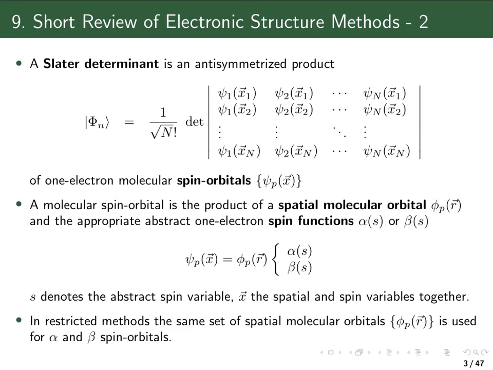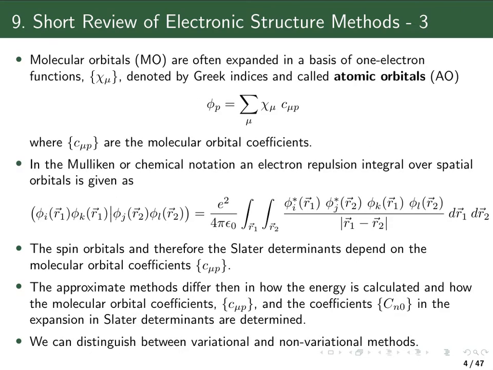These spatial molecular orbitals, phi, are expanded in a set of other known one-electron functions, for which we use the symbol chi and Greek indices. And this set of functions is typically called a basis set. Sometimes we can also call them atomic orbitals, although the functions do not have to be placed at the positions of the nuclei.